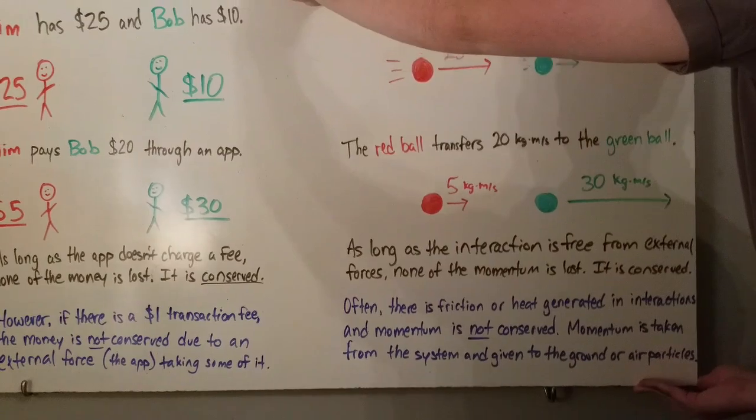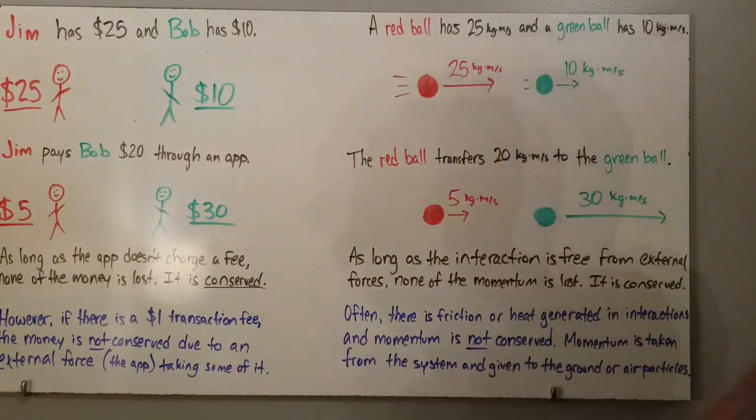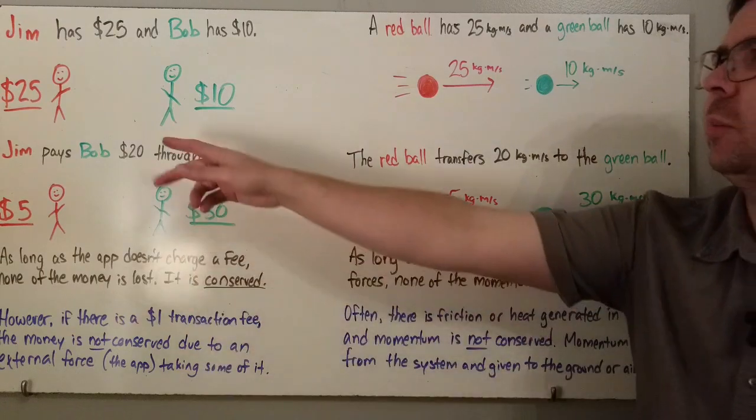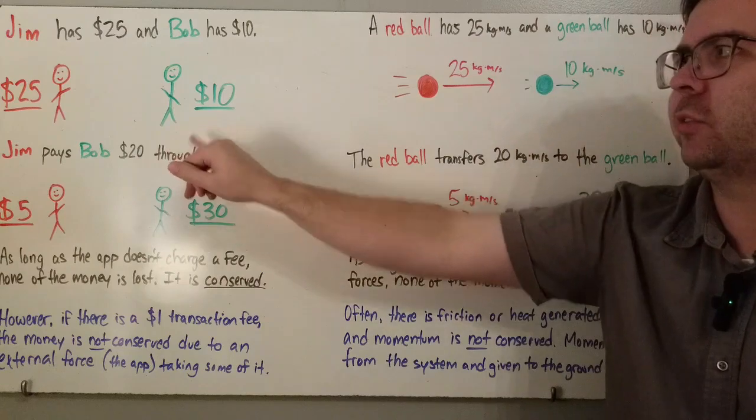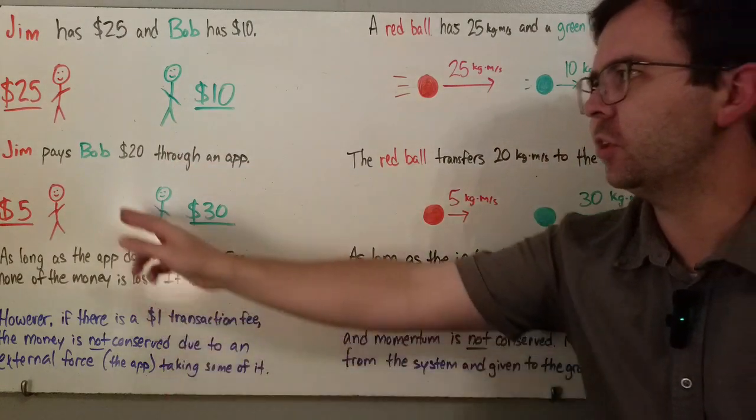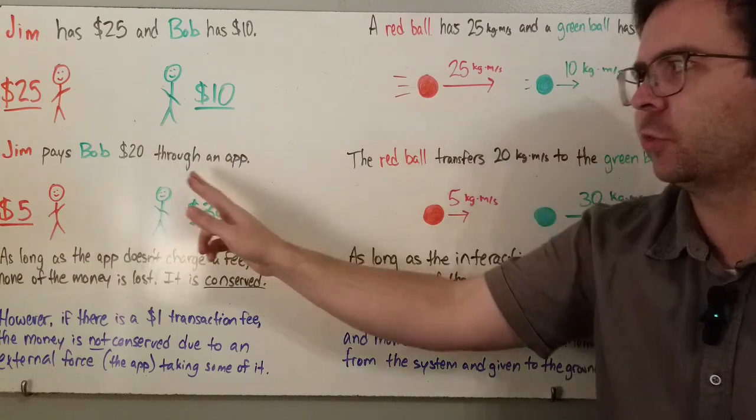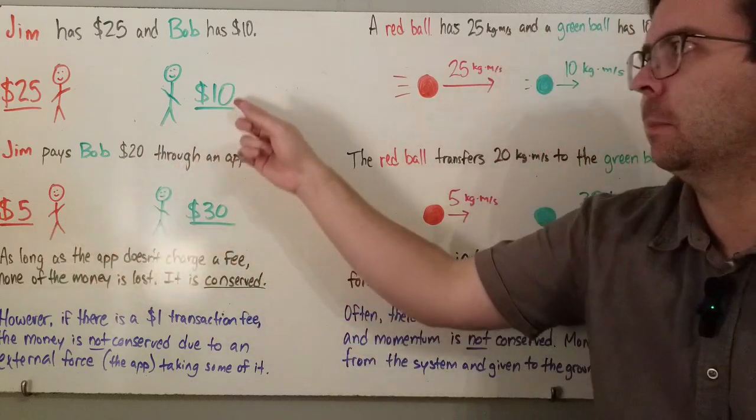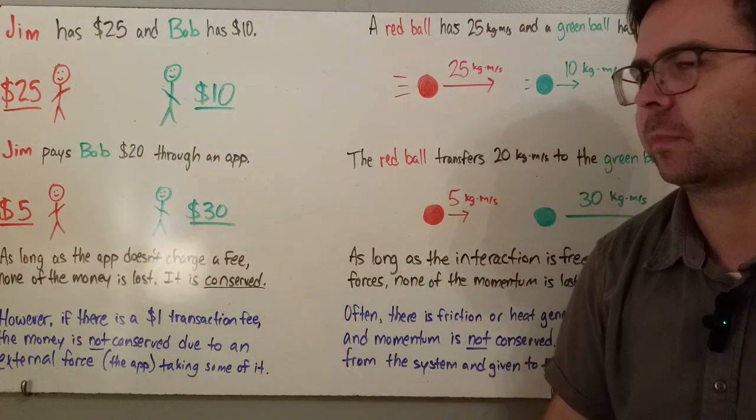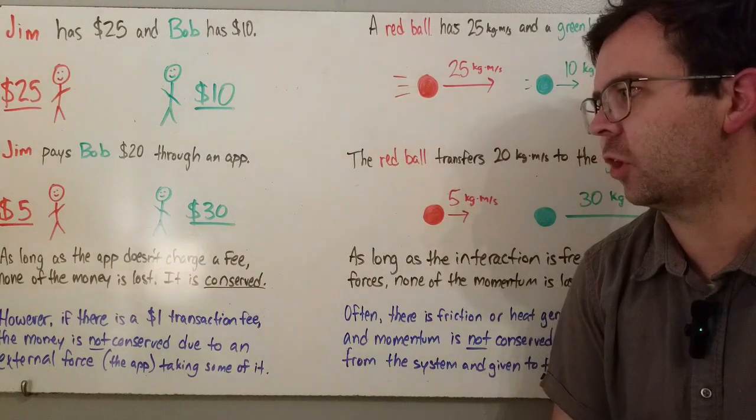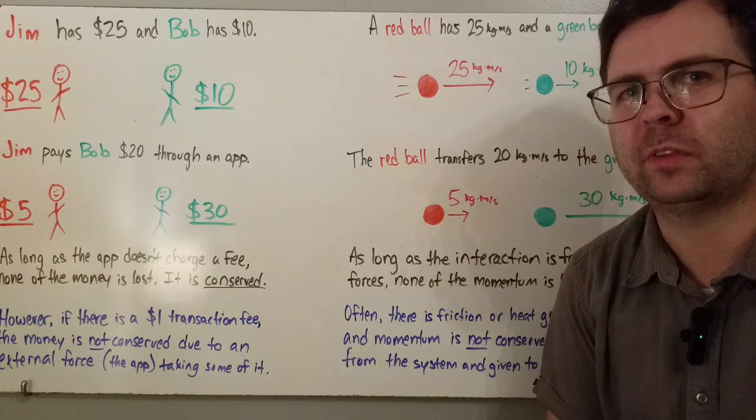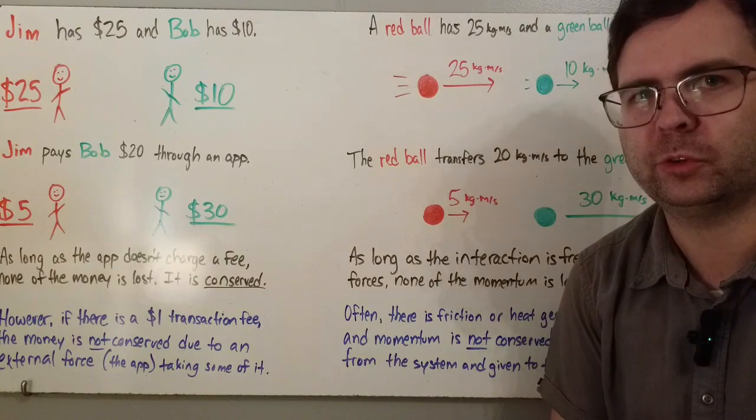I like to use the analogy of money and an app to transfer some money. So let's say that we have two friends here, Jim and Bob. Jim has $25 and Bob has $10. Let's say that Jim pays Bob $20 through an app. Okay, so then Jim goes down to $5, Bob goes up to $30. As long as the app doesn't charge a fee, then none of the money is lost. We can say that the money is conserved between the two of them.